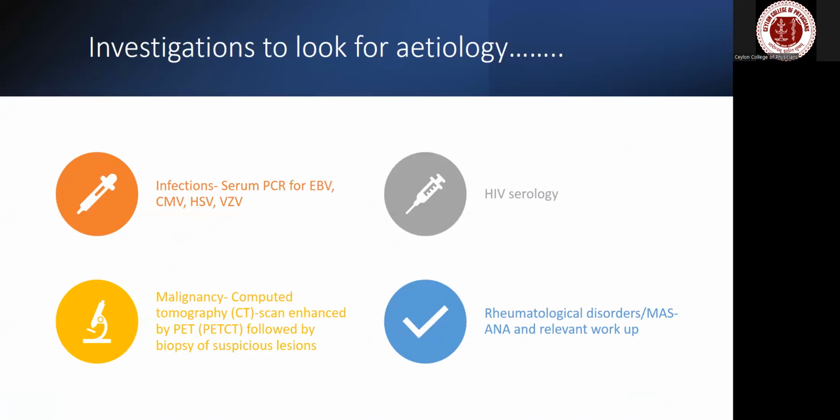So after the diagnosis of HLH, we have to go back and look for the etiology. One thing is infections, HIV serology, and malignancy, especially in the elderly. You can do a CT, which can be enhanced by PET, and biopsy of suspicious lesions, and you need to evaluate for rheumatological disorders.